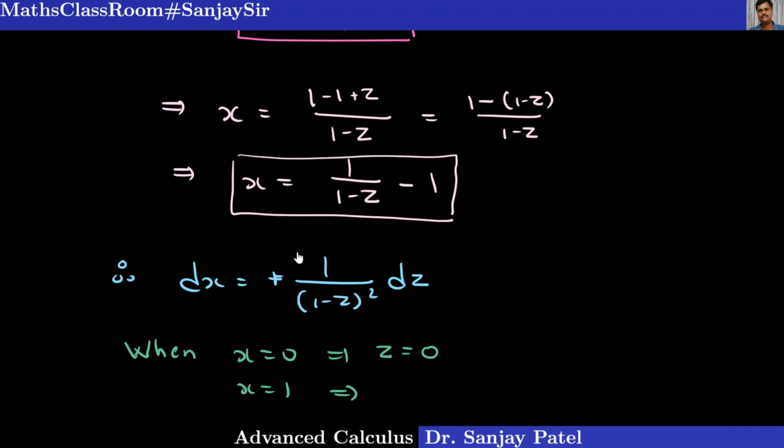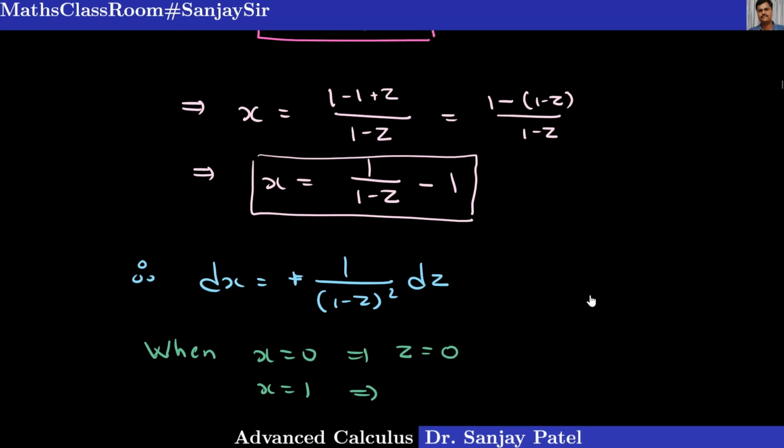Same way for x equal to 1. When x is equal to 1 here, that 1 will be cancelled, and you will get 1 upon 1 minus z minus 1, so that gives you 2 is equal to 1 upon 1 minus z.